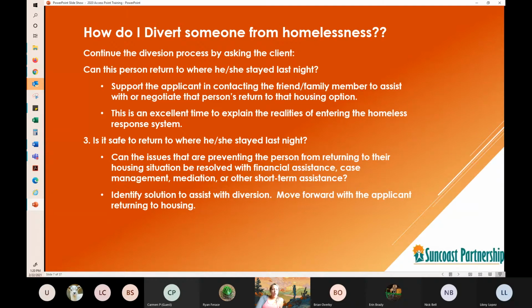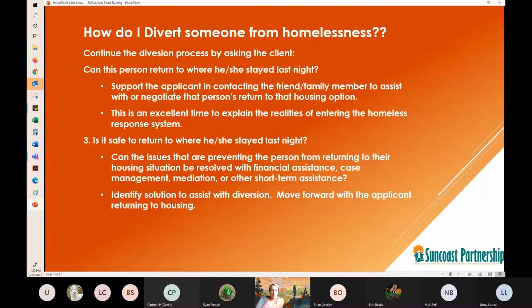So when we're talking about the diversion process, we always want to ask the client if it's safe for them to return where they stayed last night. We can support the client in contacting the family or friend who is asking the client to leave the situation and negotiate for that client's return to that housing option.